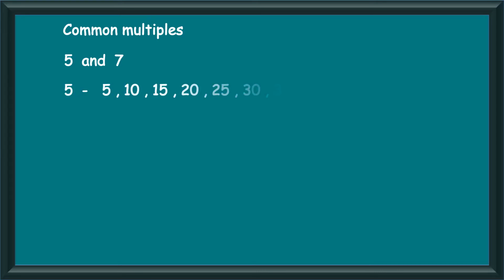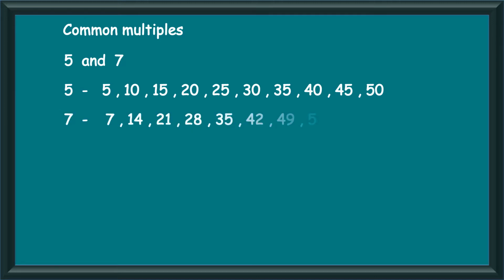Now let us see how to find the common multiples of two numbers. First example, 5 and 7. We'll write the first 10 multiples of each number. The first 10 multiples of 5 are 5, 10, 15, 20, 25, 30, 35, 40, 45 and 50. And the first 10 multiples of 7 are 7, 14, 21, 28, 35, 42, 49, 56, 63 and 70.